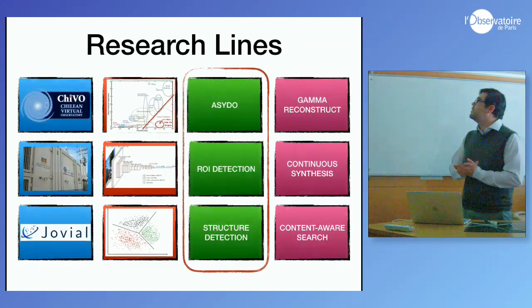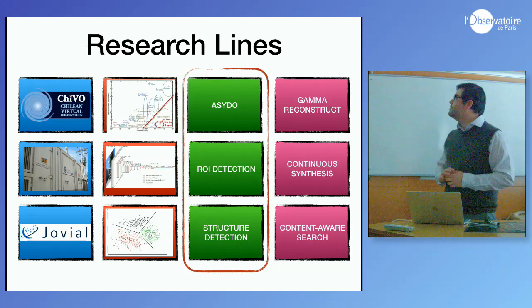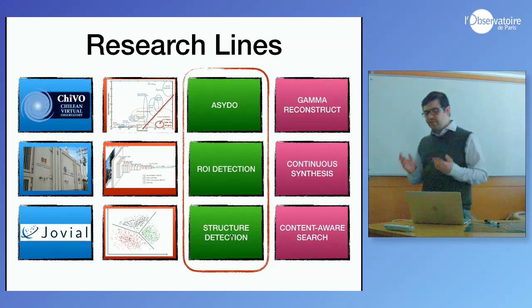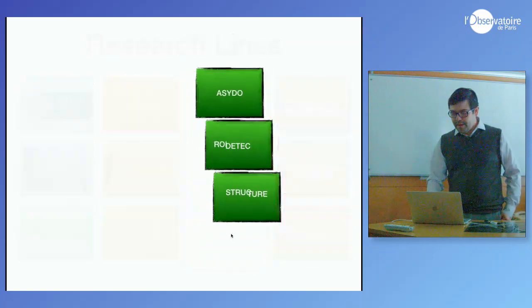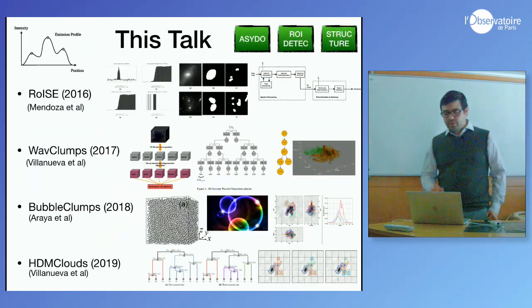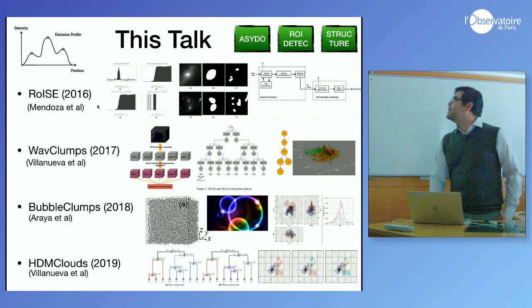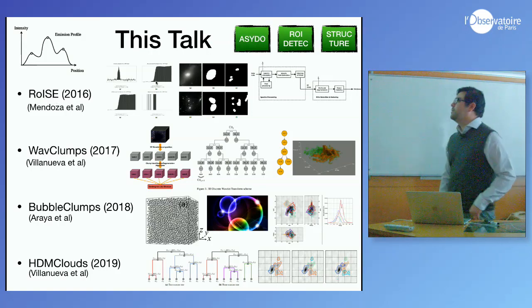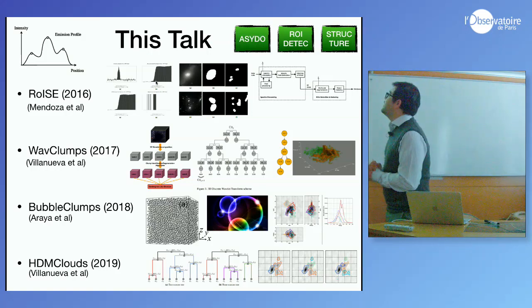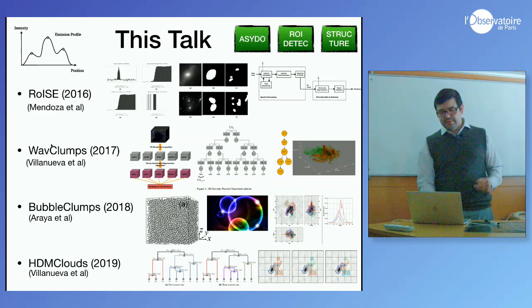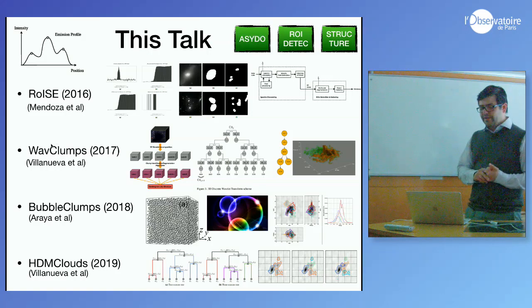Today I want to talk to you about this other domain, which is basically structure detection and region of interest detection. What I want to talk about here are a few contributions that we have made in this line. For instance, this is for region of interest detection, similar to SExtractor, but using a multiscale representation. The same idea, a little bit more advanced, with wavelets.